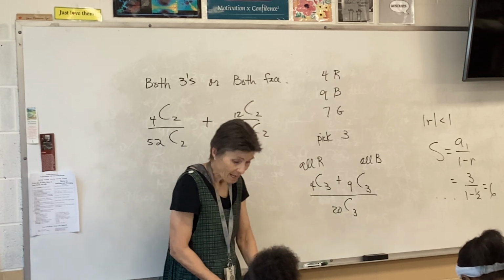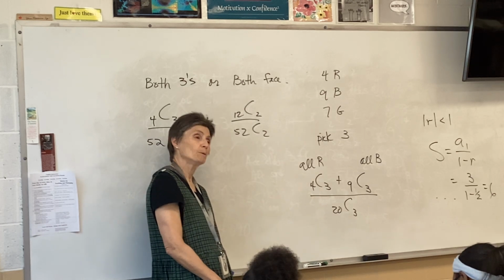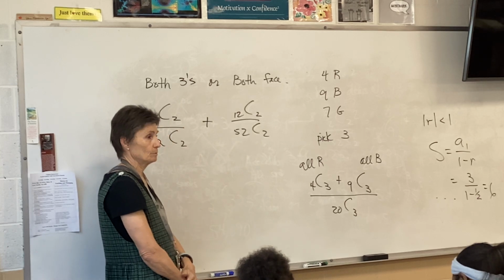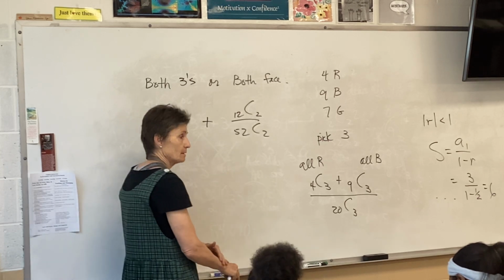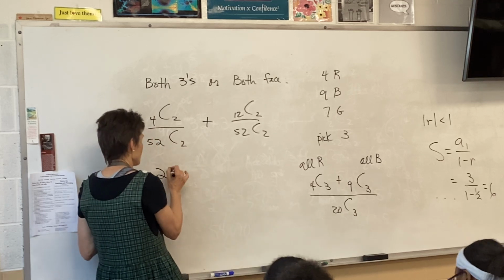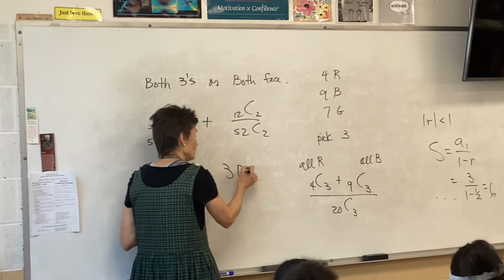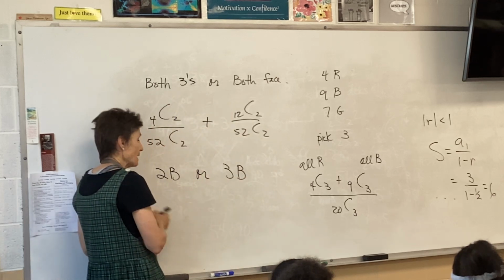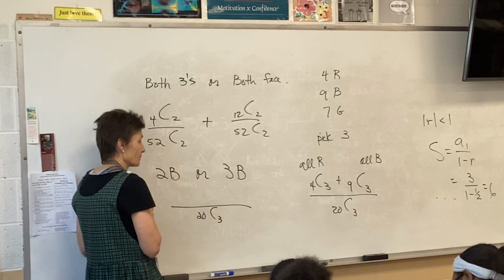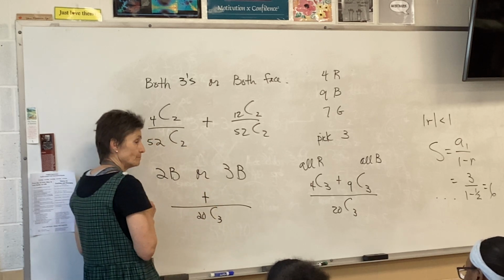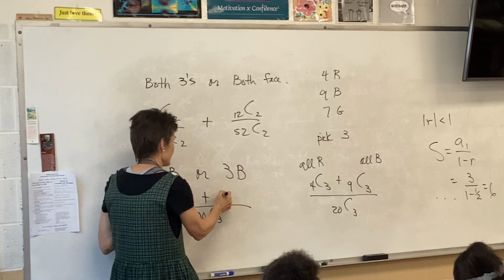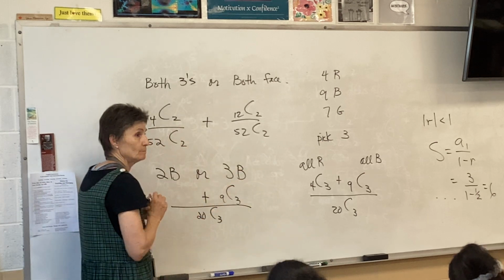All right. At least 2 blue. What does that look like? What does that mean, first of all? At least 2 blue means 2 blue or 3 blue. Now, will my denominator still be 20C3? Yes. And the or means I'm gonna add. And 3 blue, I think I already did. Is that 9C3 for the 3 blue?